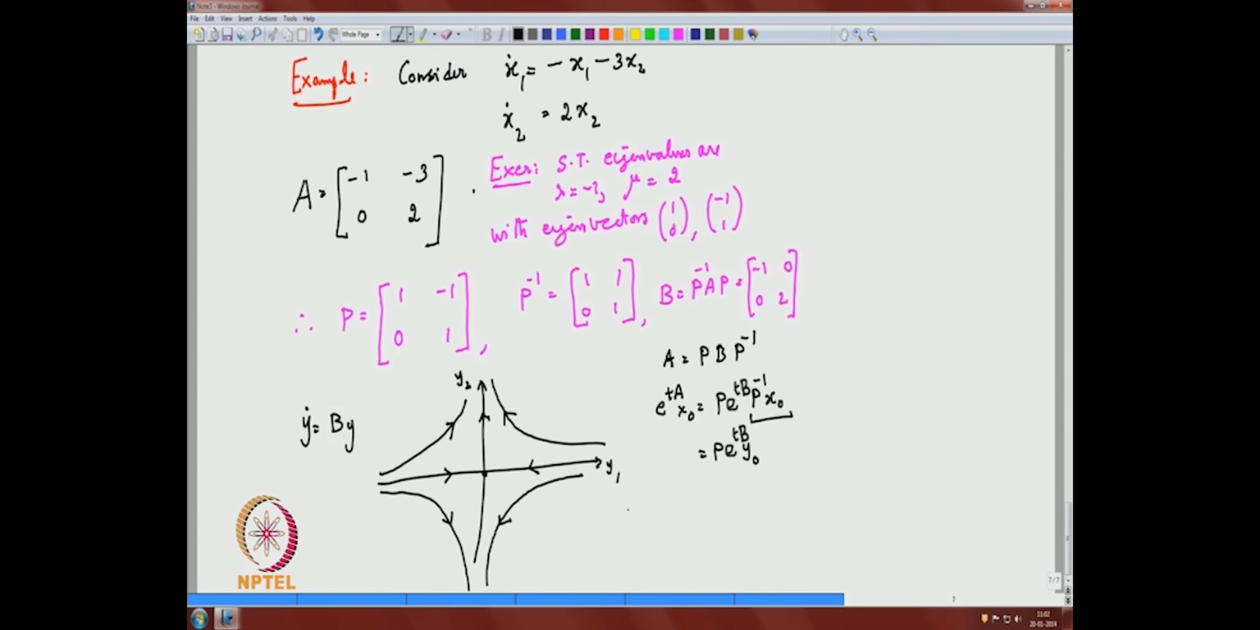So, the solution is x(t) is equal to e power tA of x naught, which is nothing but P, and B is the diagonal matrix. So, it will be e power minus t, 0, 0, e power 2t, times P inverse, we already computed. So, this is your solution. So, you have your solution completely.